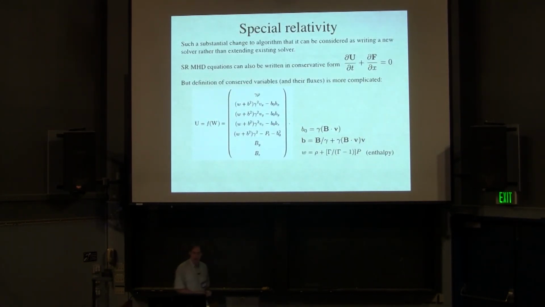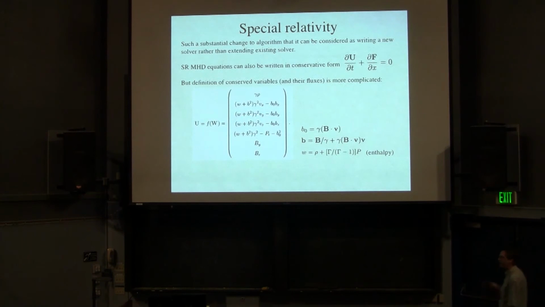Let me just say a couple of words about special relativity. This is actually a change which is intermediate between a moderate change and a very, very complicated one. Intermediate because the equations of motion in special relativity look exactly, their mathematical form is exactly the same as the conservation laws in Newtonian frames. The only difference is that the definitions of the conserved variables and their fluxes are different.